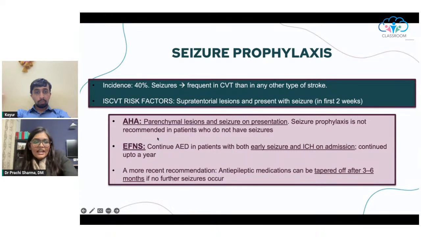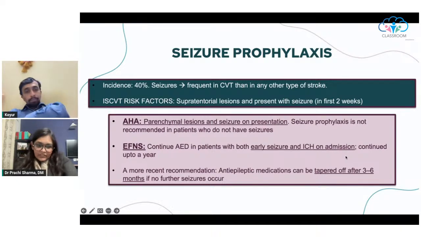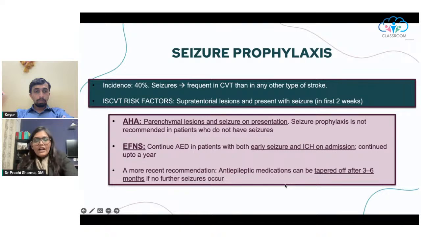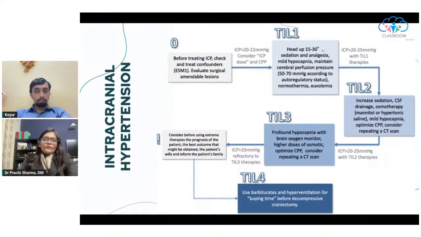So both the AHA and the European guidelines say that if the patient has a parenchymal lesion or if the patient is presenting with seizure on presentation, then go ahead with seizure prophylaxis. It can be continued up to a year. And a more recent recommendation is anti-epileptic medications can be tapered off after 3 to 6 months if no further seizures occur. So in our institute, seizure prophylaxis was usually continued for up to 2 years, at which point an EEG was repeated to rule out any IEDs, and then it was stopped.